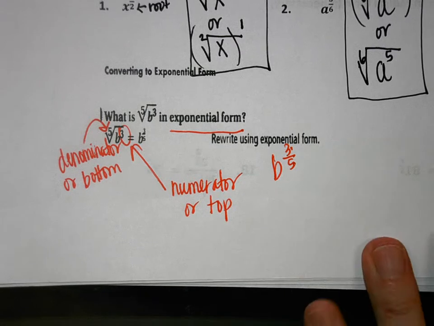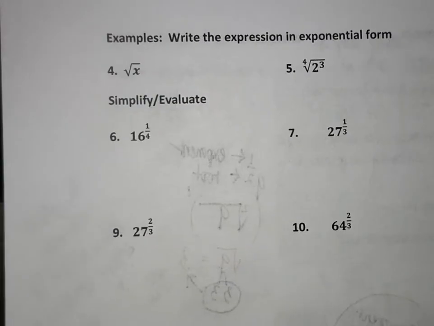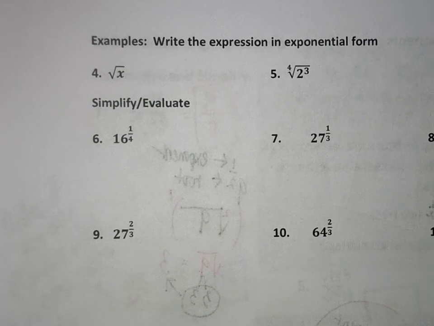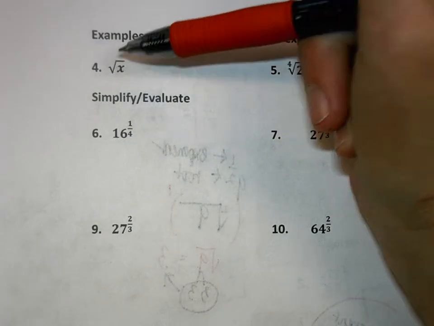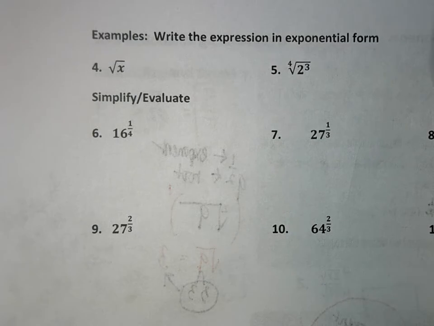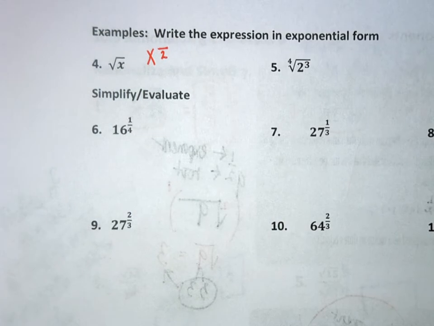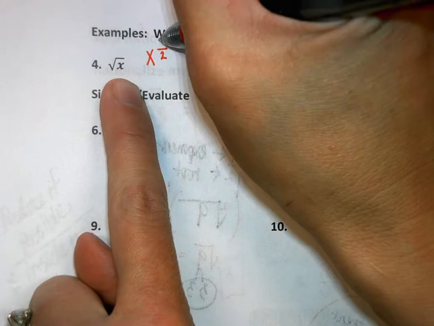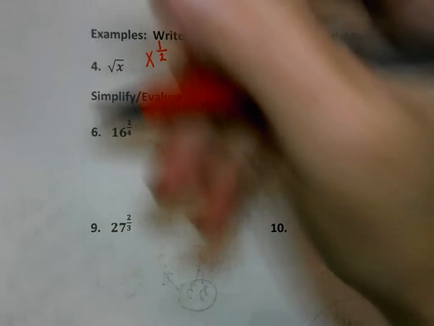Okay, so we're going to turn to the next page. On examples 4 and 5, they just want you to change those into exponential form. Now, if you look at 4, there is no number in the index here. So we know automatically if there's no number, it's a, hopefully you said 2. And so when I write this, our index value always goes in the denominator. If there isn't an exponent value, we know that is also going to end up being a 1. And so this in exponential form is x to the 1/2.